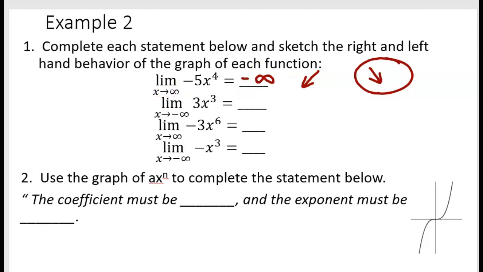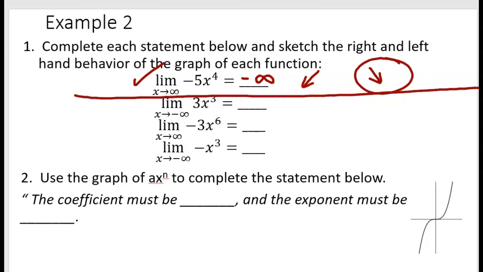Let's do another one. We got that one taken care of. Let's try the next one. 3x to the third. Look at your chart. See if you can sketch what the end behavior looks like. I'm going to draw a line here to separate the first one we did from this one. Look at your chart that we copied earlier, and see if you can sketch what this one would look like.